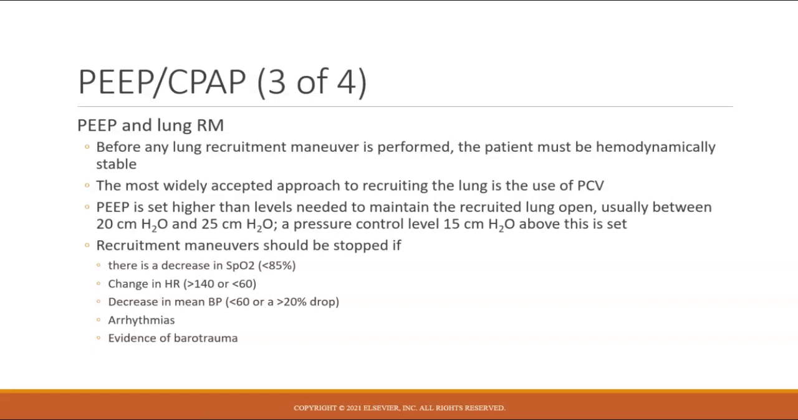Typically when you're doing lung recruitment maneuvers, you're going to put the patient in pressure control ventilation. You're going to set the PEEP pretty high, usually 20 to 25, and a pressure control level about 15 above that. So sometimes I'm going to do 40 for my pressure control, a total of 40 for my PIP. I'm doing that to really open my patient up and recruit all of those alveoli that might be de-recruited at this point.